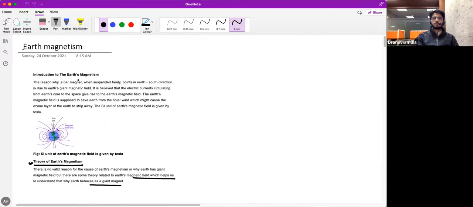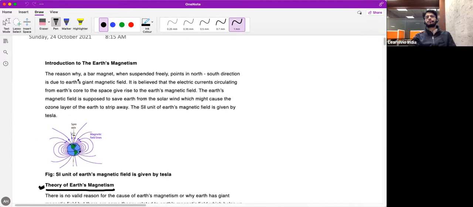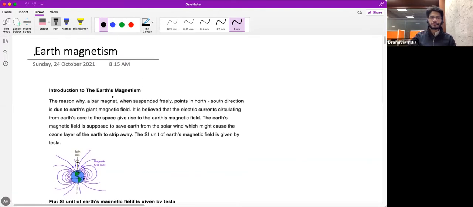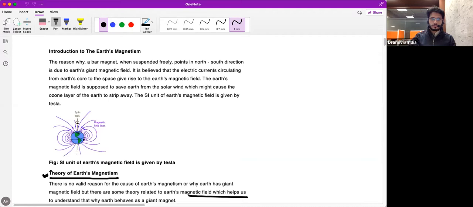See, what is earth magnetism? So I will share this slide with you. No need to write everything. I'll just write the main topics that I'm highlighting.